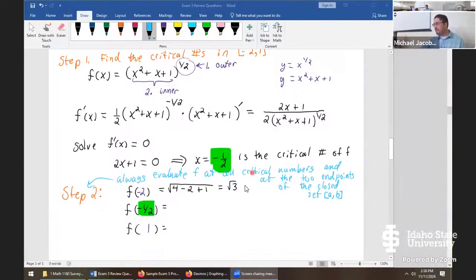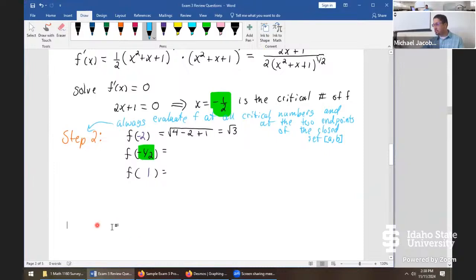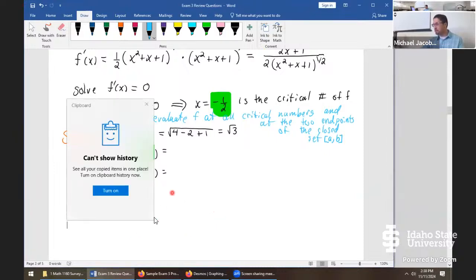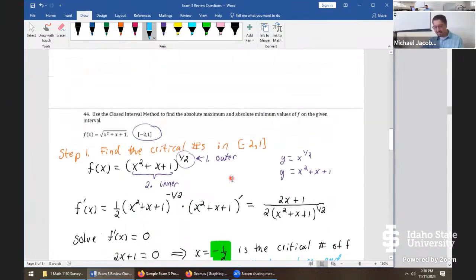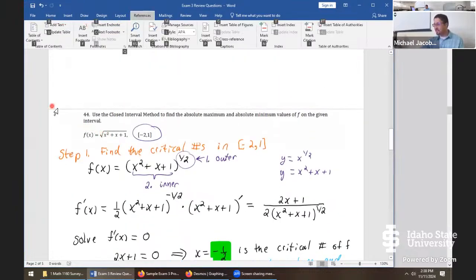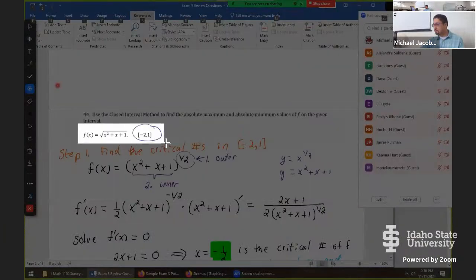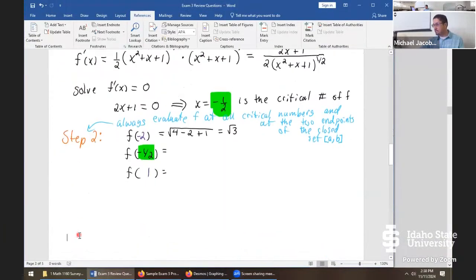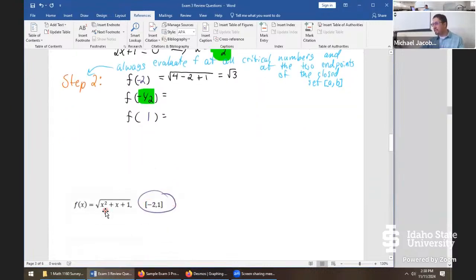Okay, looks like we're plugging in next -1/2 inside that function. Let's also scroll so we can see what we're doing here. What in the world? Can't show history. I thought I did a screenshot. Let me try again. There it goes. Now it's cooperating. So we're plugging in -1/2 inside here on the next step.